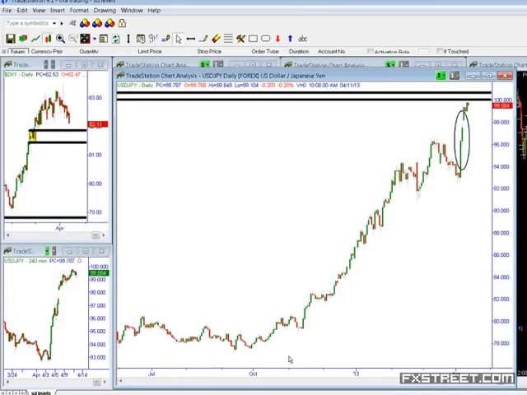Again, are we saying this huge rally in the yen is completely over? No, but this is the first time where there's risk to a significant drop in the yen. Make sense?